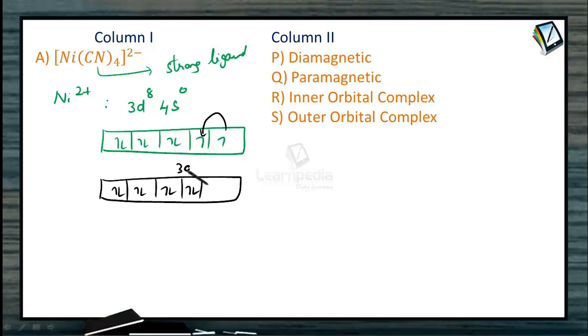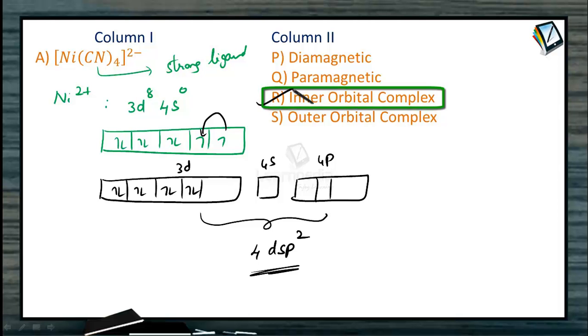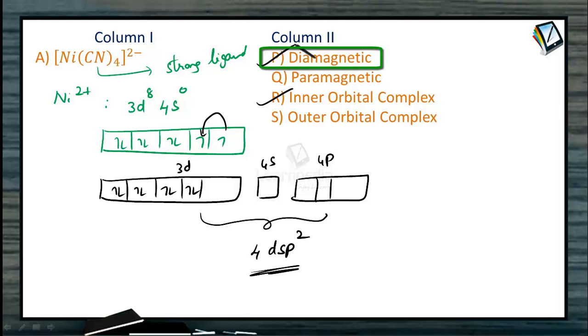So this is 3d and there is vacant 4s, there is vacant 4p also. So as this is to be coordinated with 4 ligands, definitely 4 orbitals from here undergo hybridization in order to form 4 dsp2 hybrid orbitals. So what is the hybridization of the nickel in this particular complex? It is dsp2 hybridization. So as the inner d orbitals are involved, this is inner orbital complex. As there are no unpaired electrons, this is diamagnetic in nature.